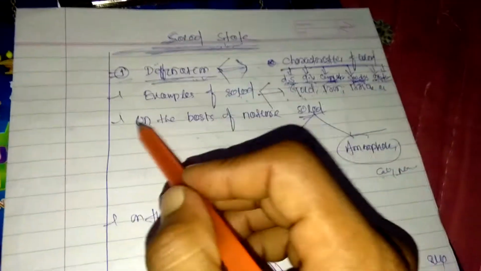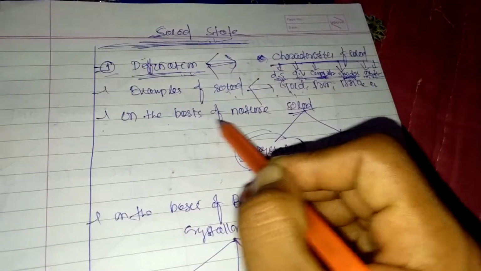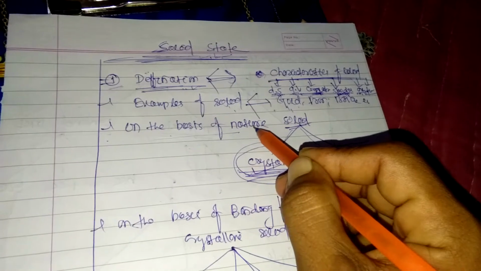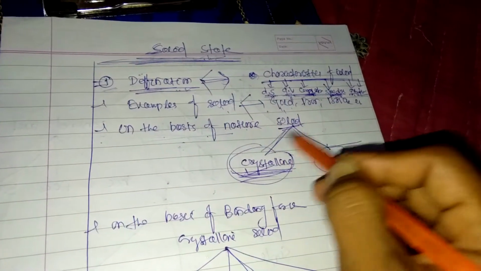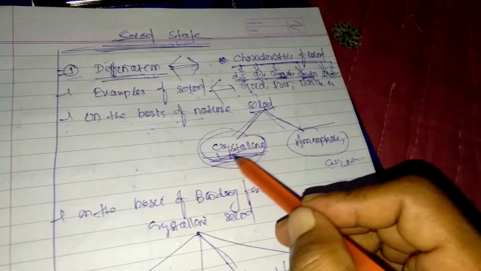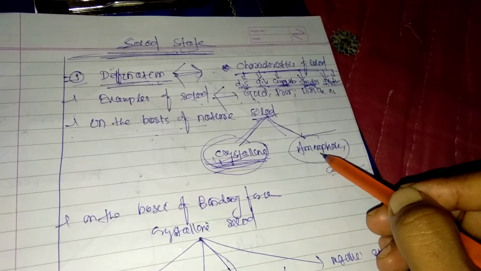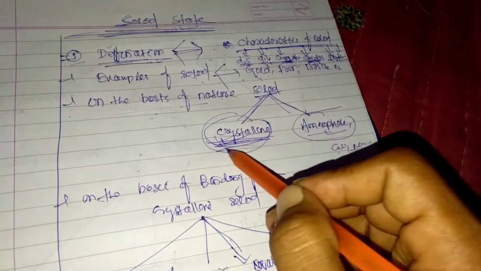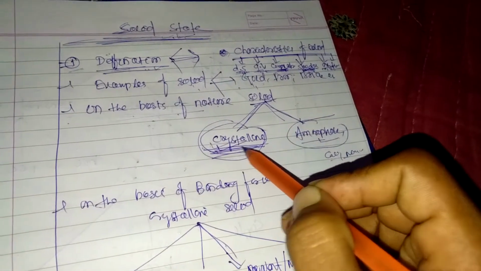Next, the second thing is classification on the basis of nature. The solids are classified into two types. That means, on the basis of nature, solids are of two types. One is named crystalline and the other is named amorphous. So what do you mean by crystalline and amorphous solids? We already explained this.